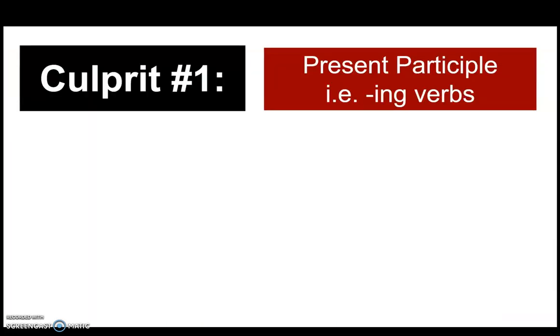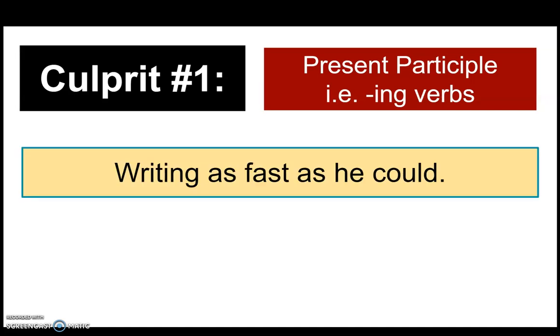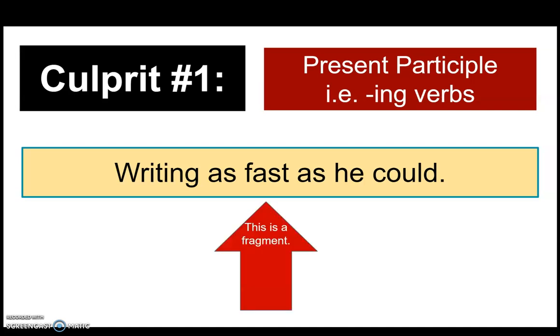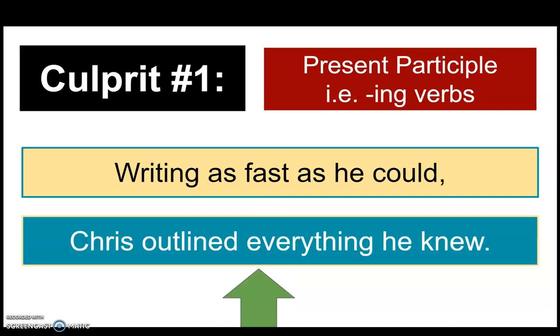So a present participle, that's our first culprit. Those are phrases that begin with an ing verb. So a lot of times I'll see something that looks like this. Writing as fast as he could, period. That is a dependent clause. It needs to be connected with something else. And because of that, it's a fragment since it ends with that period there.